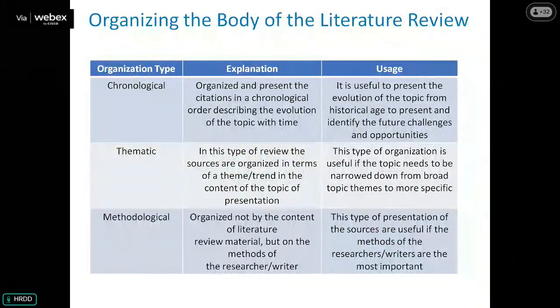If you don't tell the future challenges and opportunities, it becomes a historical monograph, right? So you have to tell how you can still improve. So future challenges and opportunities also have to be mentioned. Thematic: in this type of review, the sources are organized in terms of a theme or trend in the content of the topic of presentation. So this is based on a theme.